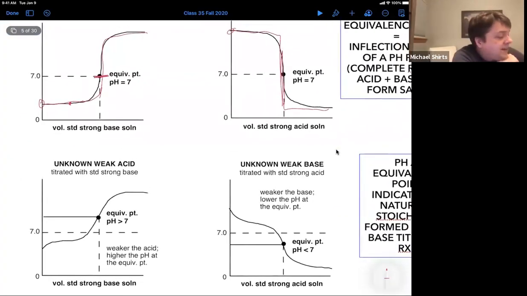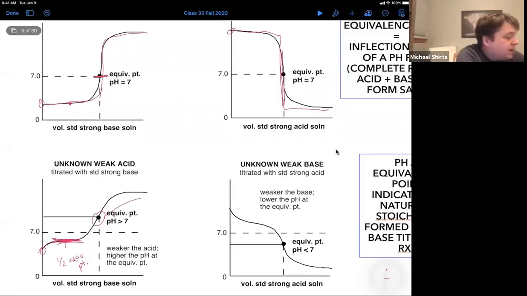What's more complicated is an unknown weak acid titrated with a strong base. Obviously, it's a weak acid. We're going to start with an acidic solution. The pH will gradually go up. And interesting, like here, you get a little plateau right about the half equivalence point, which is the volume that is half of the equivalence point. And we'll see a little bit later why that's so flat. In fact, it'll be completely flat for a minute before it starts going up again.